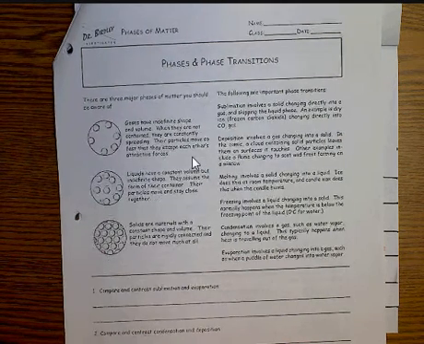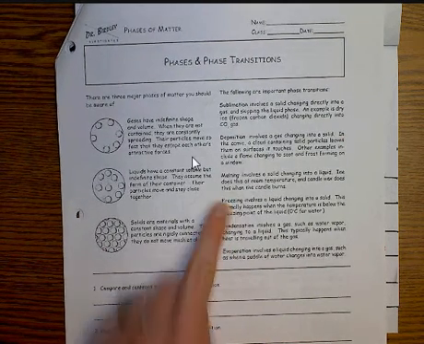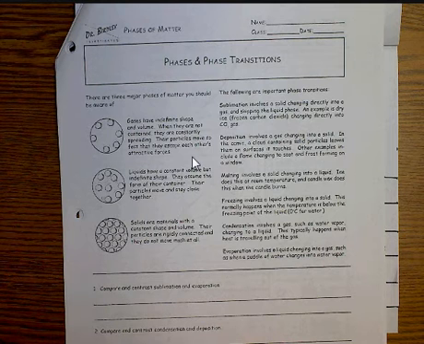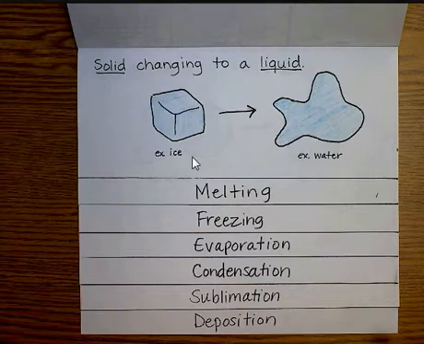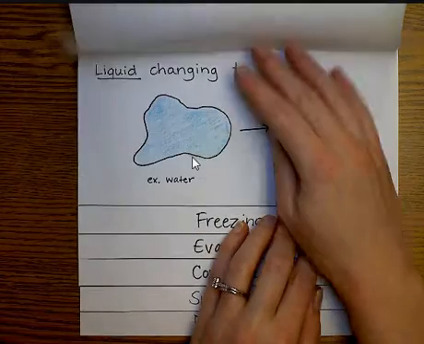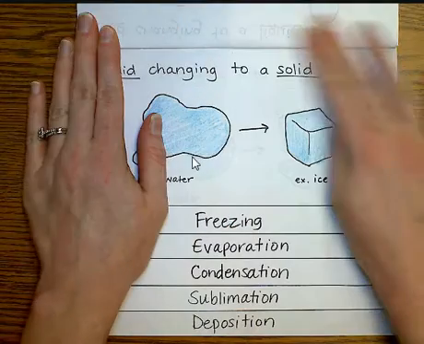The next one we're going to do is freezing, so let's go ahead and read that. Freezing involves a liquid changing into a solid. This normally happens when the temperature is below the freezing point of the liquid, which is 0 degrees Celsius for water. So we're going to go ahead and flip our page, and we're going to do freezing next.